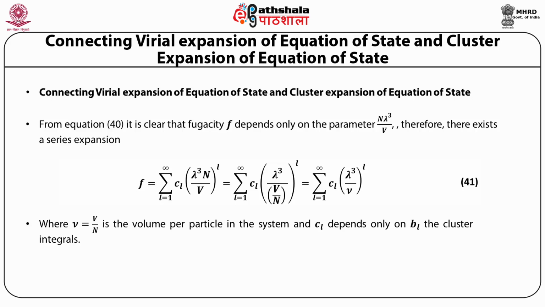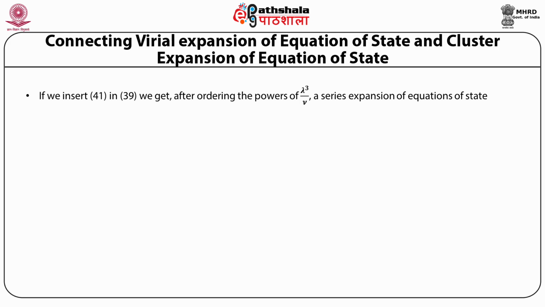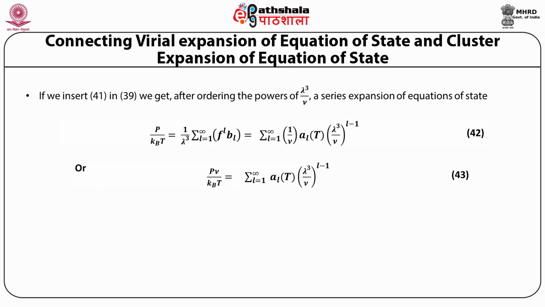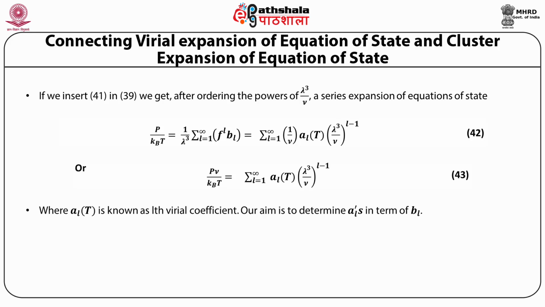b_l, the cluster integrals. If we insert 41 in 39, we get, after ordering the powers of lambda cubed by nu, a series expansion of the equation of state, that is, P upon kBT is equal to 1 upon lambda cubed summation over l equals 1 to infinity f raised to power l b_l, which is equal to summation over l equals 1 to infinity 1 upon nu into A_l as a function of T multiplied by lambda cubed upon nu raised to power l minus 1, or P nu upon kBT is equal to summation over l equals 1 to infinity A_l(T) multiplied by lambda cubed upon nu raised to power l minus 1, where A_l(T) is known as the lth virial coefficient.